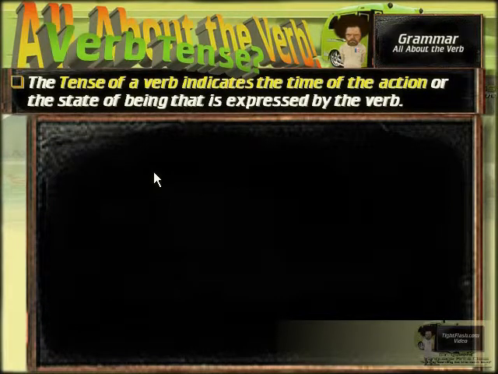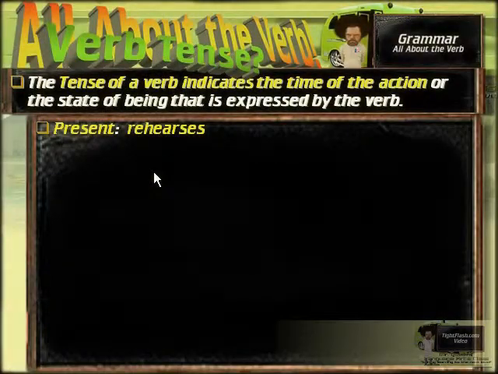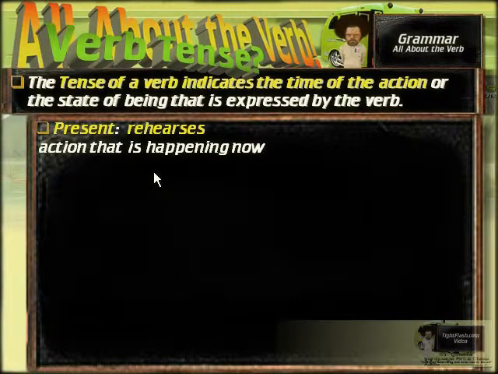Now, verb tense is basically the indicator for when the action takes place. Basically, it expresses when the action takes place, whether something moved, when it moved, or it can express a state of being. All right, so let's look at this. Let's look at the word rehearses. This is an action. Of course, this is present. The verb rehearses is present in its form, and it represents an action that is happening right now as we speak.